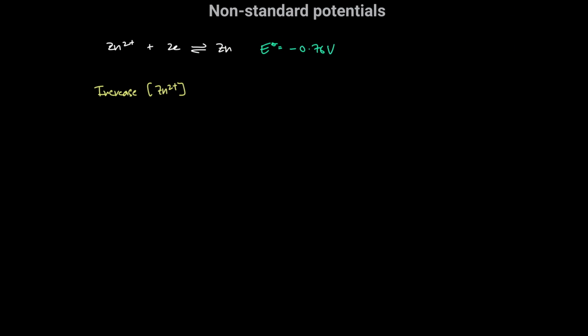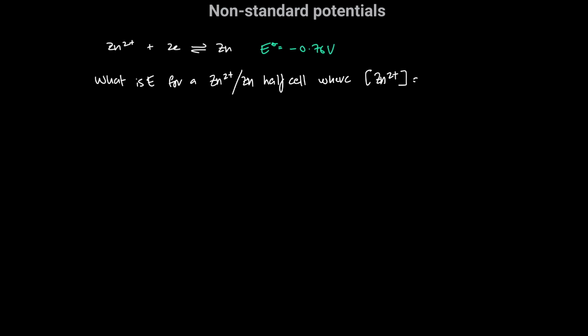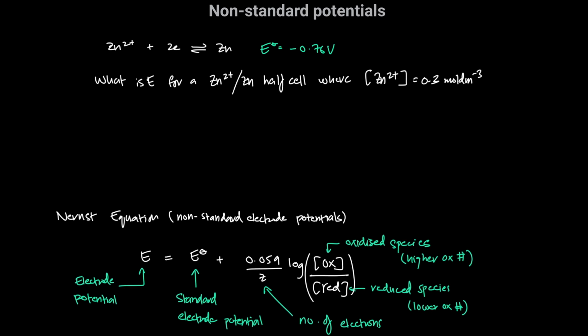So now the question is, what is the electrode potential, that is E, for a Zn2+/Zn half cell where the concentration of Zn2+ is equal to 0.3 moles per decimeter cube. And again here we can use the Nernst equation.